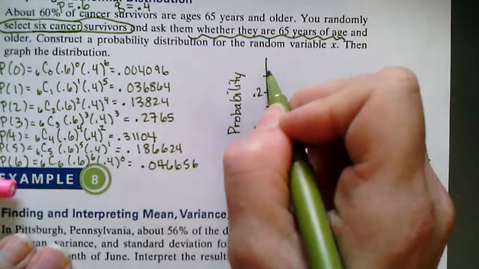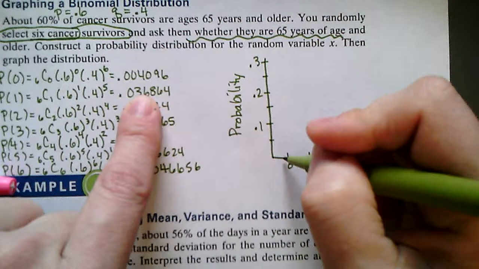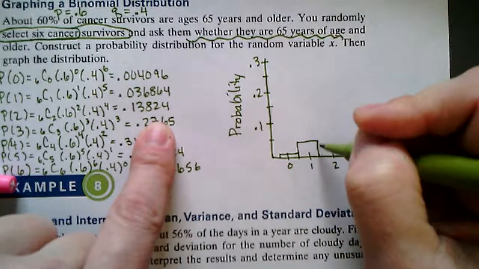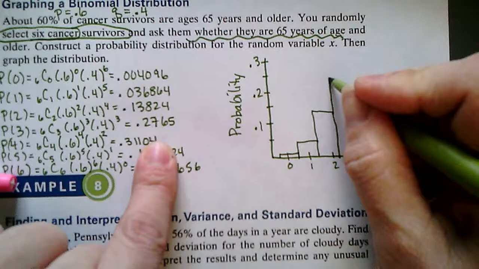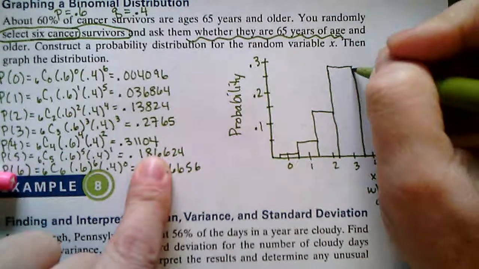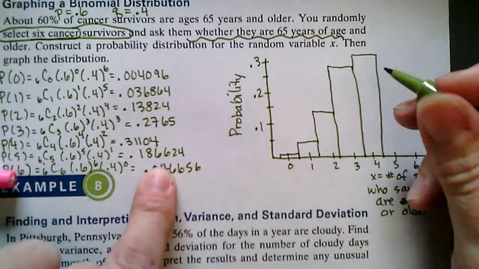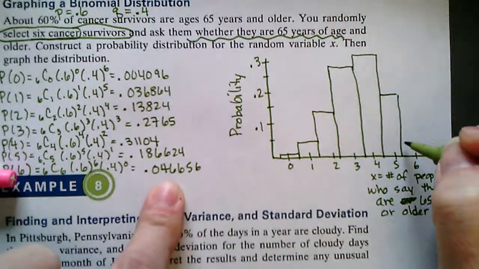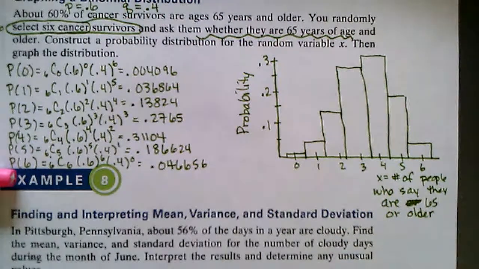I'll put my probabilities over here based on these bar heights. So this one is practically 0, 0.04, 0.14, 0.2765, so about 0.28, 0.31, a little bit higher than that, and 0.18, so 0.19 roughly, and then 0.04. So that's what this distribution would look like.